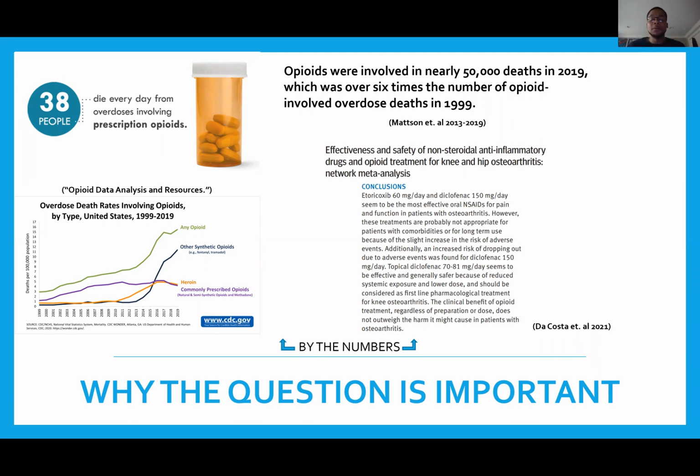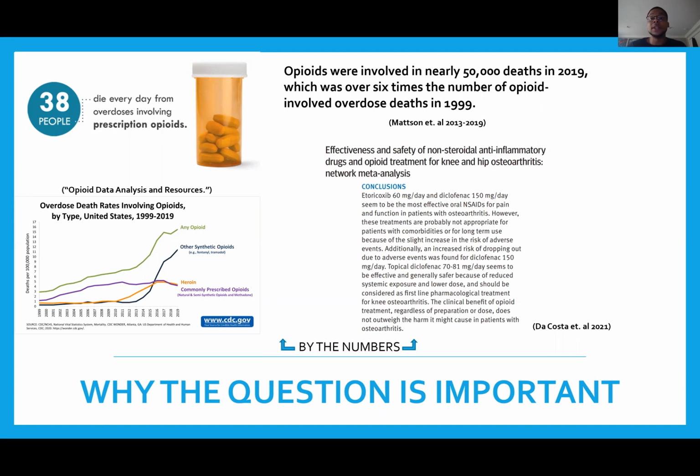in the overall umbrella term of analgesics, which is pain relievers. So in general, as we've seen the past decade or two, the opioid epidemic has become a skyrocketing issue because of their popularity and also their potential risks that are associated with them. So just some CDC data that I've pulled based off opioids in the past 10 years, 38 people die every day from overdoses involving prescription opioids.